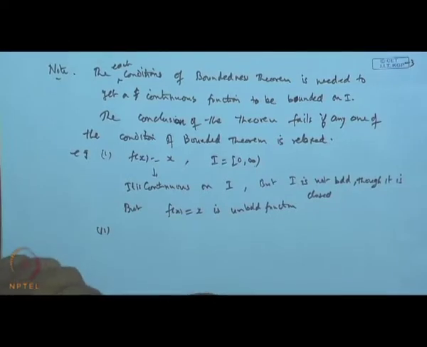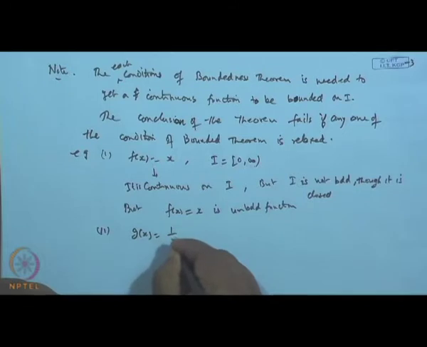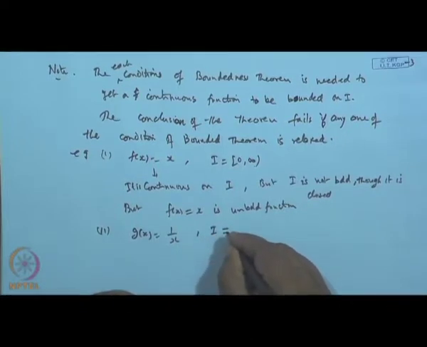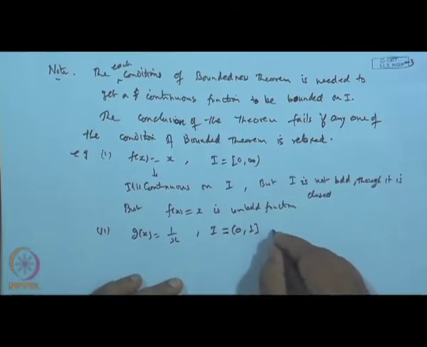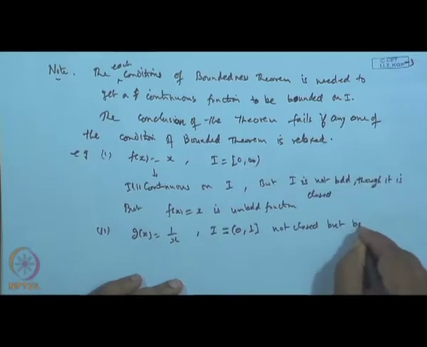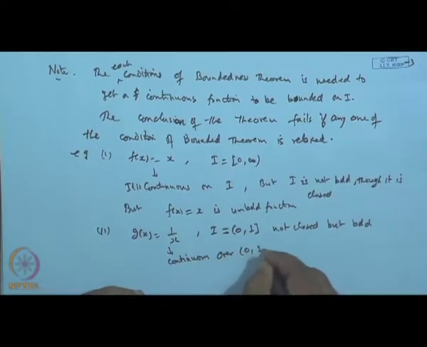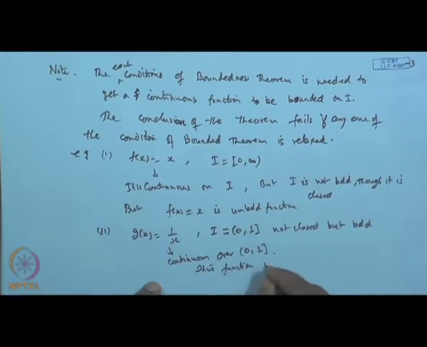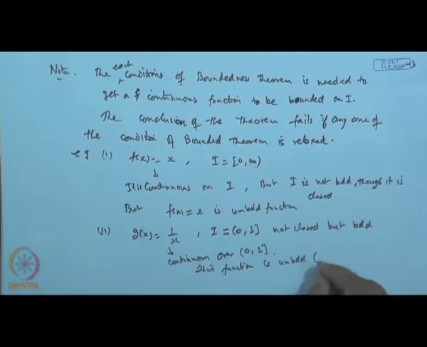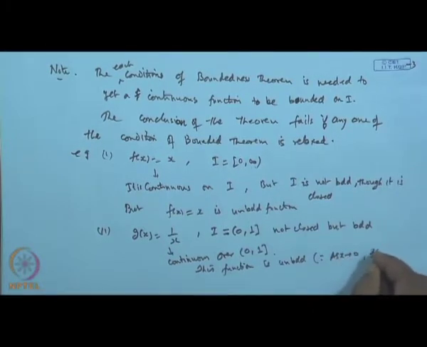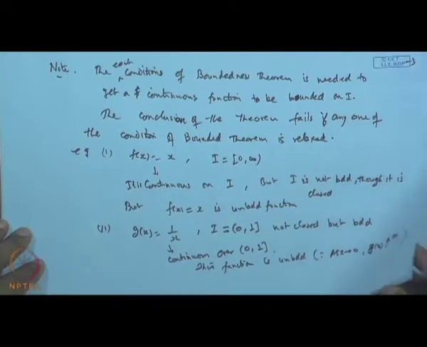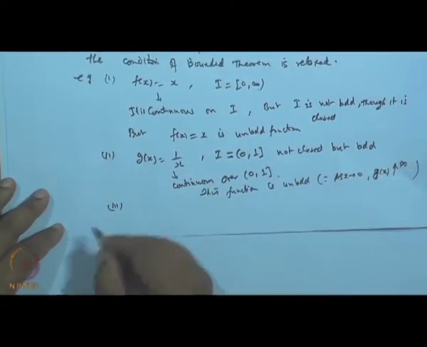Second, suppose I take the function g(x) = 1/x, and the interval I choose to be (0, 1). Now, this interval is not closed, but bounded. The function g(x) is continuous over the interval (0, 1), because 0 is not included, but this function is also unbounded, because as x tends to 0, g(x) goes to infinity. So, relaxing the condition again does not help; the conclusion fails.